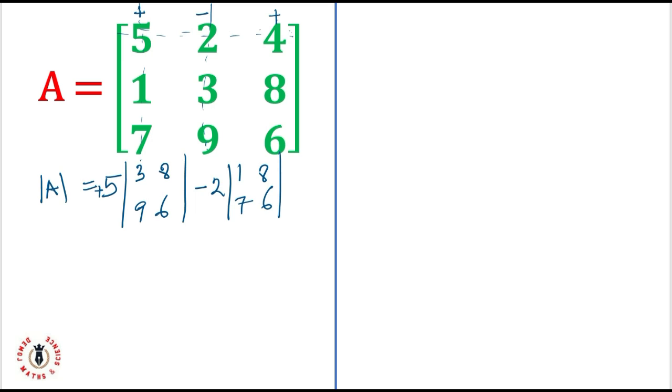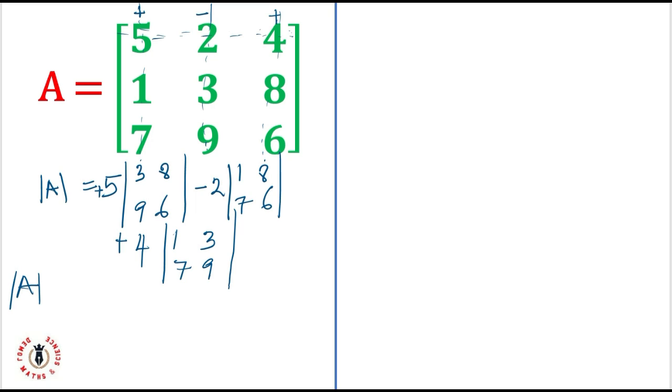And plus 4. We have plus 4. Now you pick the elements that are out of this row and out of the column where 4 falls in. That will be 1, 3, 7, and 9. This way, I can now begin to look for the determinant of A.